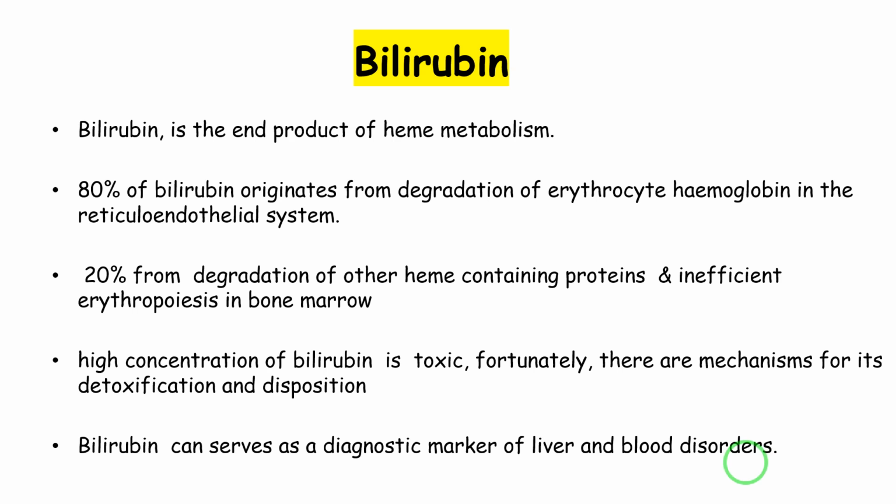And because it is processed in the liver, we can use it as a marker for liver disorder, and because it originates from heme and RBC metabolism, we can also use it as a marker of a blood disorder.